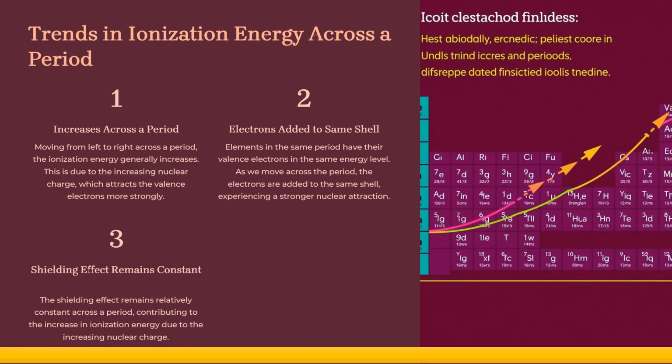Let's take a look at periodic trends across a period. As we move across a period in the periodic table, the ionization energy steadily increases. Why does this happen? It's because the atomic radius gets smaller, the nuclear charge grows stronger, and the shielding effect remains constant. These factors work together to pull the electrons closer to the nucleus, making them harder to remove and requiring more energy to do so. This explains why noble gases like helium have the highest ionization energy in their respective periods. They hold onto their electrons with unmatched strength, making them incredibly stable and almost completely unreactive.